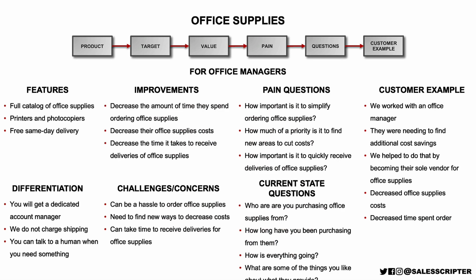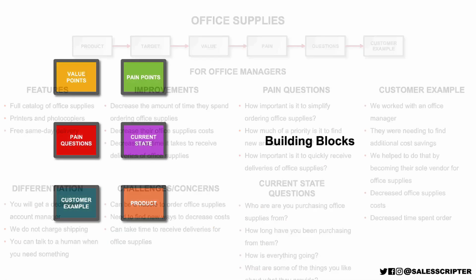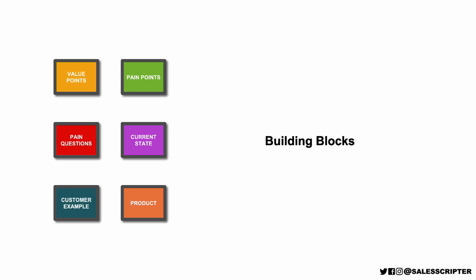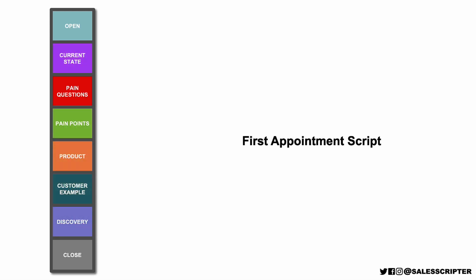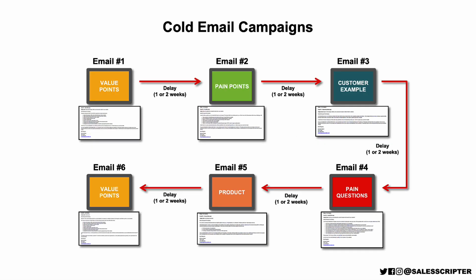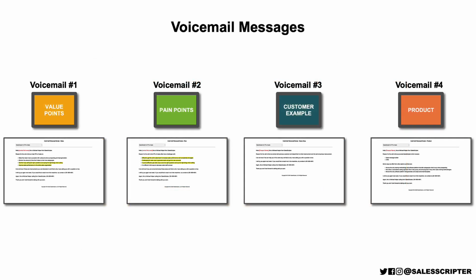And so that process gives us what we would refer to as a sales message, not a sales script, but a sales message. And each of those steps gives us what we would refer to as building blocks. And then you can use those building blocks to create a variety of different sales scripts. So here's an example of using those building blocks to create a cold call script. You could use those same building blocks to create an appointment script. You could use those building blocks to create an email campaign. You could use those building blocks to create voicemail messages.